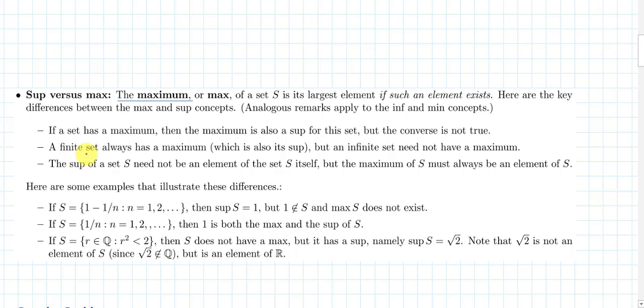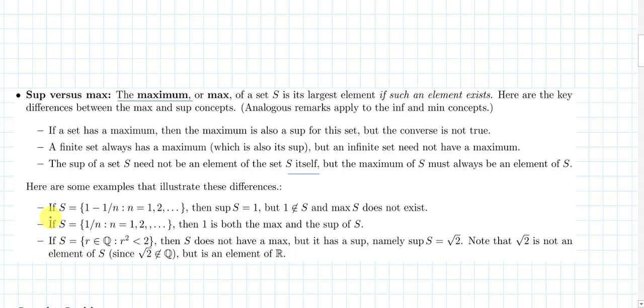And a finite set always has a maximum, which is also its supremum, but an infinite set need not have a maximum. Then the supremum of a set S needn't be an element of the set S itself, but the maximum of S must always be an element of S. And here are some examples that illustrate these differences.